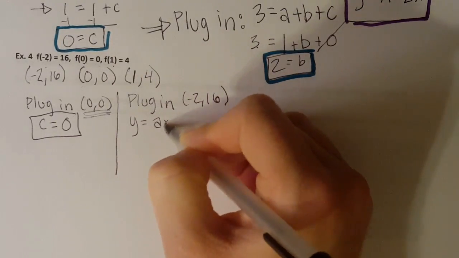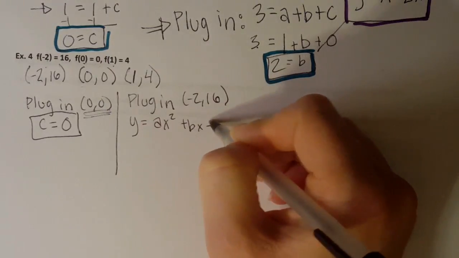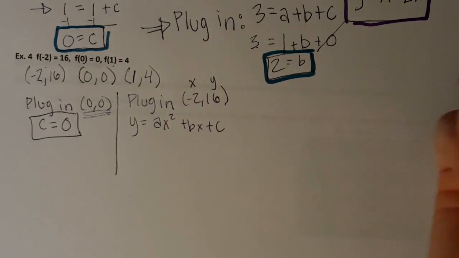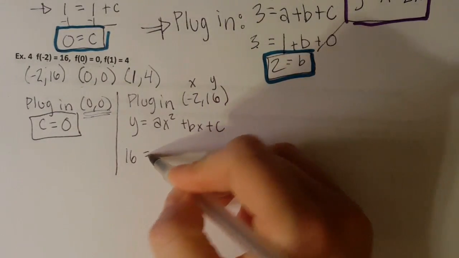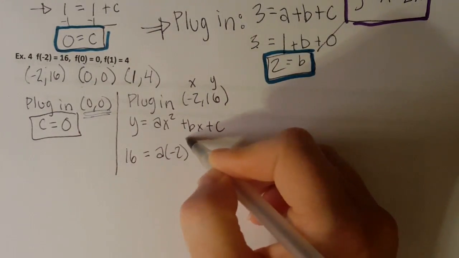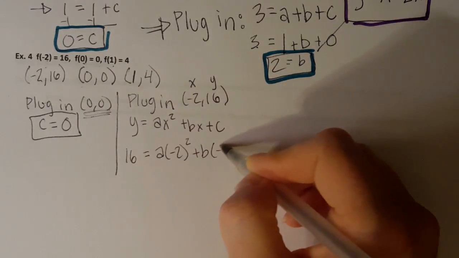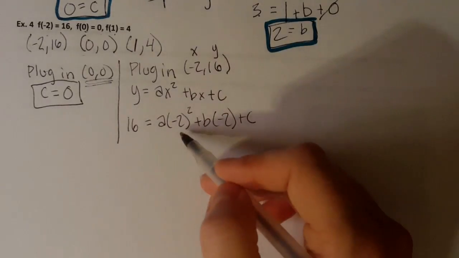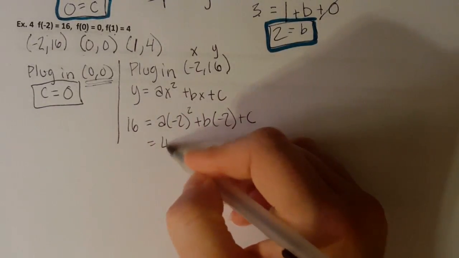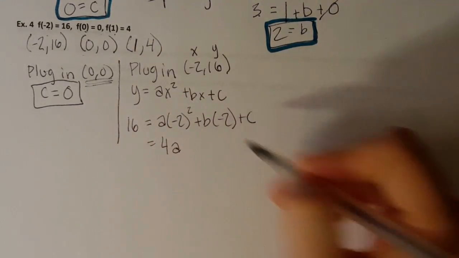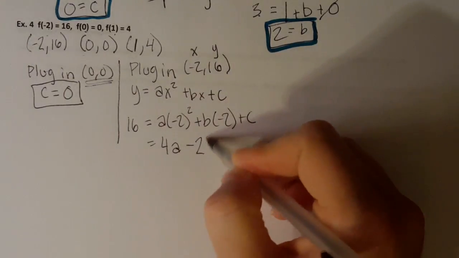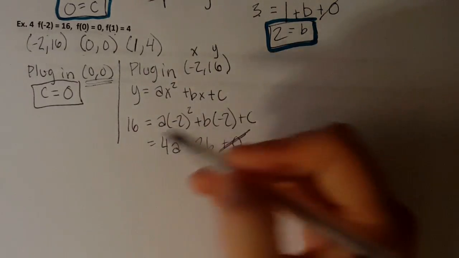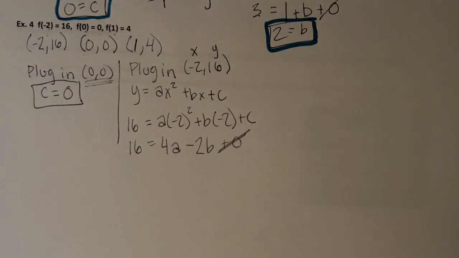Y equals ax squared plus bx plus c. X is negative 2, y is 16. So 16 equals a times negative 2 squared plus b times negative 2 plus c. Okay, negative 2 squared is 4. So we have 4a. B times negative 2 is negative 2b. Plus c is 0. So really writing this 0 is just a little redundant. So we have 16 equals that.